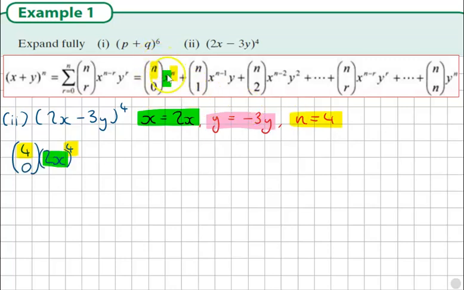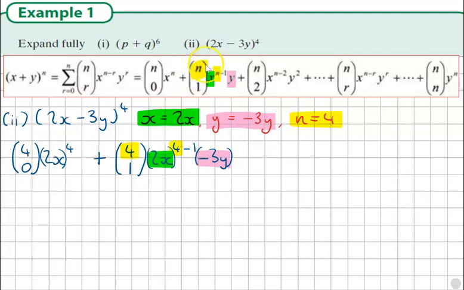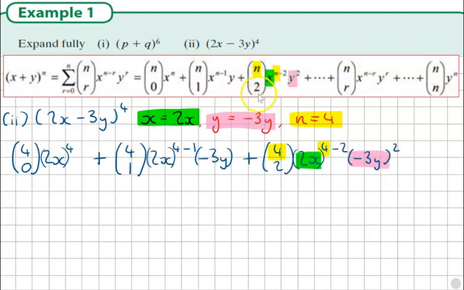So we have n choose 0 times x to the power of n. So that's 4 choose 0 times (2x) to the power of 4. Then we have n choose 1 times x to the power of n minus 1 times y, which is going to be 4 choose 1 times (2x) to the power of 4 minus 1 times (minus 3y). Plus n choose 2 times x to the power of n minus 2 times y squared, which is 4 choose 2 times (2x) to the power of 4 minus 2 times (minus 3y) to the power of 2.